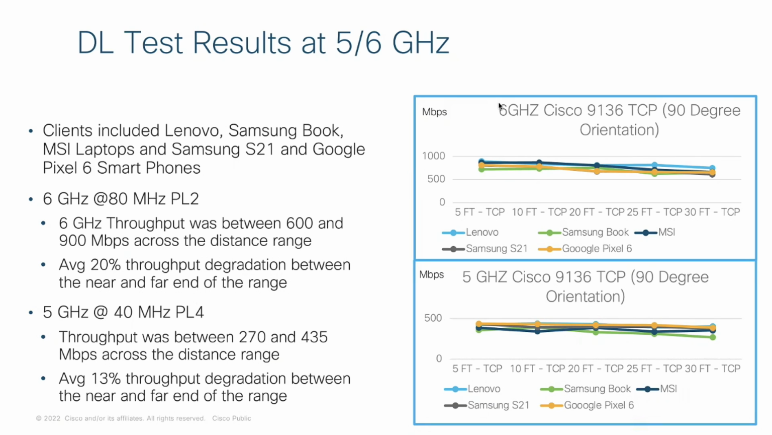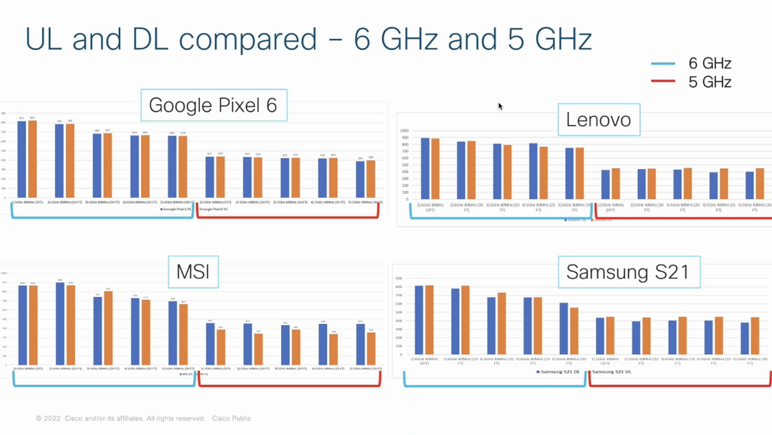And in 5 gigahertz at 40 megahertz, we saw 270 to 435 megabits per second, which is about a 13% delta across the range. And some of the 5 gigahertz radios actually had better sensitivity than the 6. But then we came back and we said, look, that client's got that 6 dB delta. Now, keep in mind that the client in FCC has to stay 6 dB below the peak legal power for that AP, not the current serving power, but the peak power.